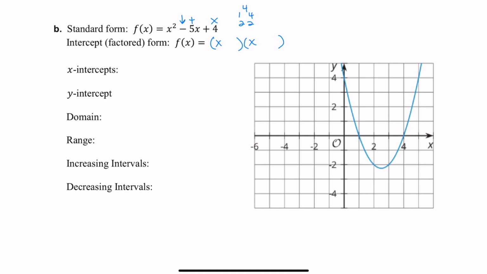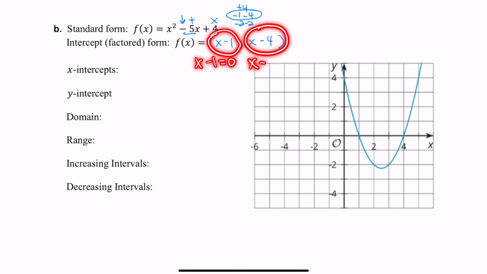Since this is a negative number, the biggest number is negative, and since this is a positive 4, all the numbers are the same. So to get a negative 5, I'm going to use the negative 1 and the negative 4. Now to find my x-intercepts, I set each of these equal to 0. So I have x minus 1 equals 0 and x minus 4 equals 0. So x equals 1 and x equals 4 are my two intercepts.